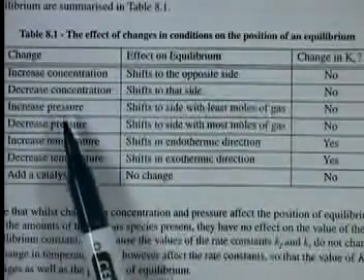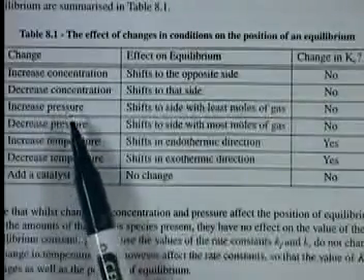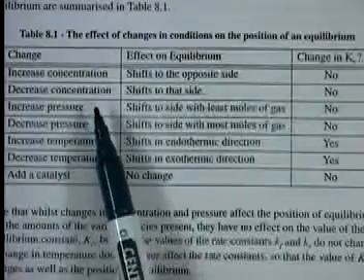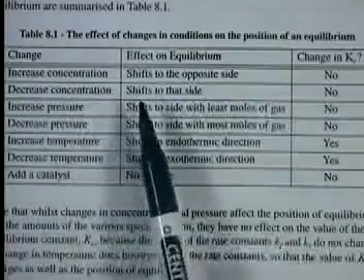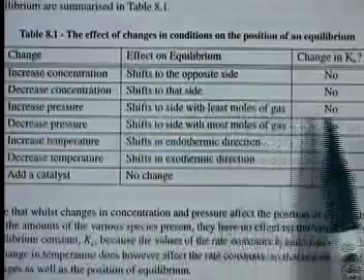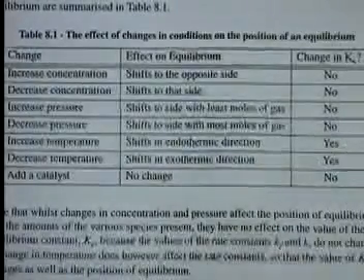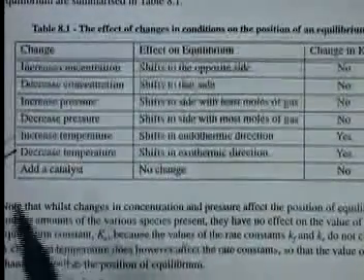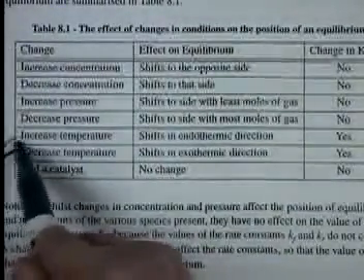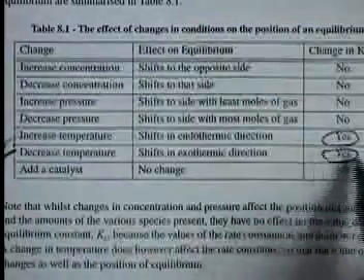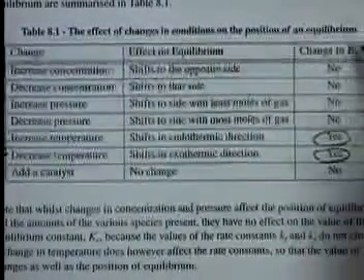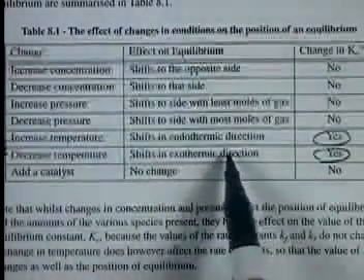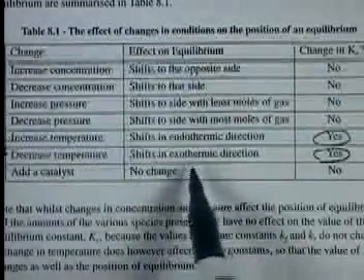Increase and decrease in pressure. And remember, pressure and volume are inversely related, and so they could ask you a question, what happens if the volume is decreased? Well, that means the pressure is increased. Therefore, it shifts to the side with the least moles of gas, and there's no change in K sub C. Notice these two, the increase and decrease in temperature. They're the only two right here where you have a change in the equilibrium constant itself. Increase in temperature shifts to the endothermic, and decrease in temperature shifts to the exothermic direction.